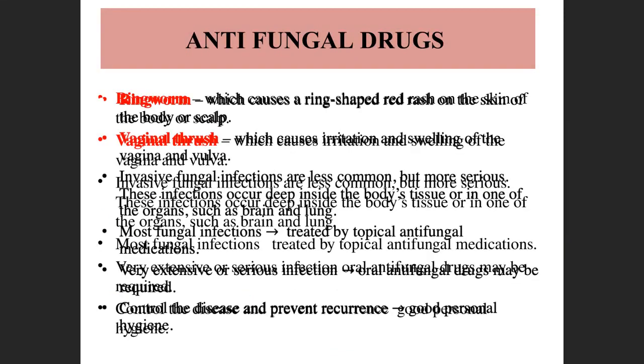Next is the ringworm infection. Now ringworm, why is it known as ringworm? Because it leads to small round shaped, ring shaped rashes on the skin of the body, and it can also affect the scalp. Vaginal thrush causes irritation and swelling of the vagina and the vulva.